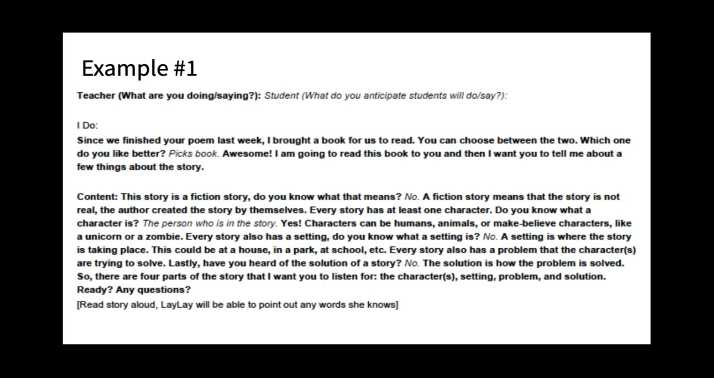So starting with example 1, this student is planning a lesson in which they're teaching about story elements. So in the content here, it says, the story is a fiction story. Do you know what that means? And the student says no. And the candidate says a fiction story means that the story is not real. The author created the story by themselves. Every story has at least 1 character. Do you know what a character is? And then goes on to tell that characters can be humans, animals, or make-believe characters.